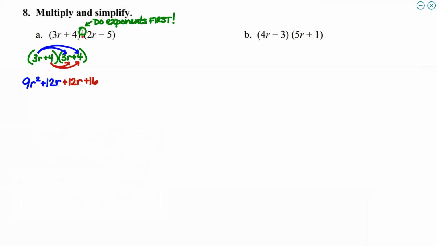Are there any like terms for me to combine together? 12r and 12r. So do those cancel and give me a 0? No. What do I get when I combine those? 24r. So 9r squared plus 24r plus 16. Is that my final answer? No. What do I still need to multiply that to? 2r minus 5. This guy right here needs to get brought down.